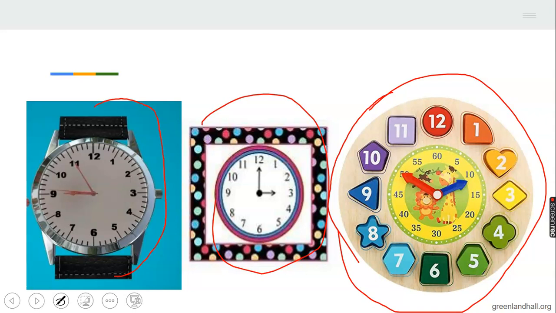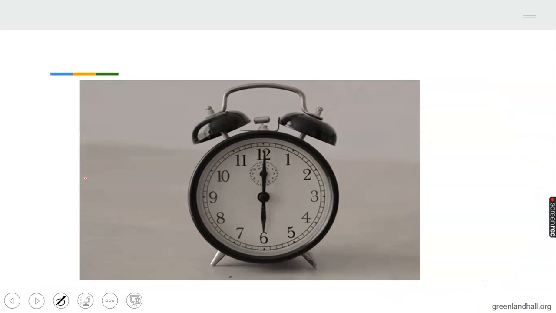You have your 12 to 1 to 12, 1 to 12. Sometimes they don't even put the number. They expect you to know that after 12 it is what? 1. So whichever one at all, the basic thing is to know the time. So be able to tell the time, and that's why we are studying this.